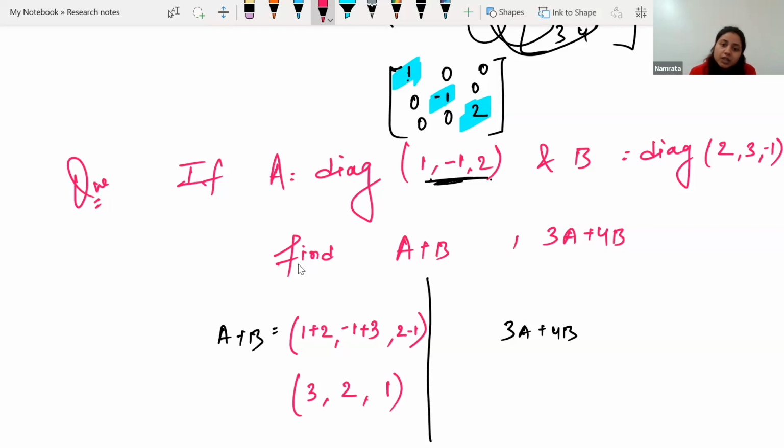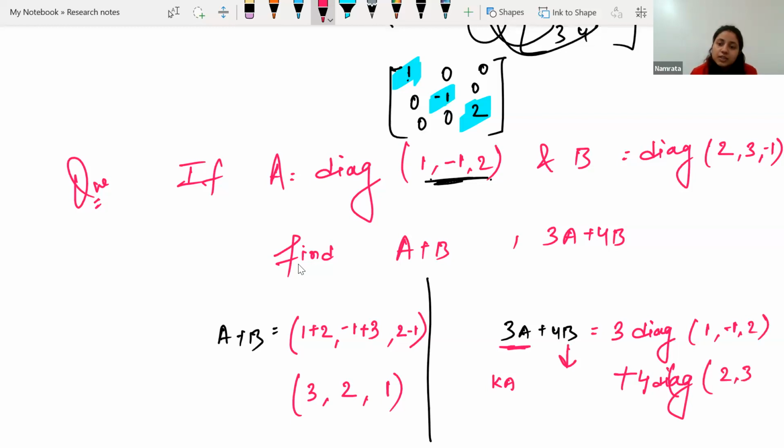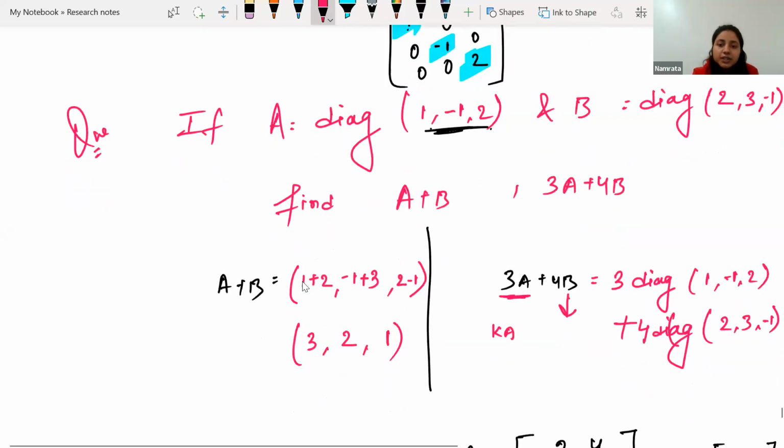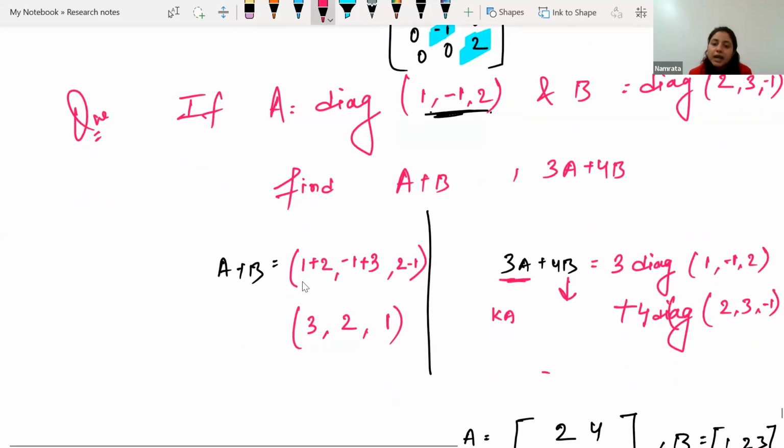3A plus 4B. Now this 3A, we have just discussed k into A, we can find very easily. K into B also we can find. So instead of k, we are having 3 over here, and instead of k, we are having 4 over here. So basically we will be multiplying 3 with the diagonal matrix A, 1 minus 1, 2, and we will be multiplying 4 with diagonal matrix B, 2, 3 minus 1. Once we are done with the multiplication, then we will add both of them.